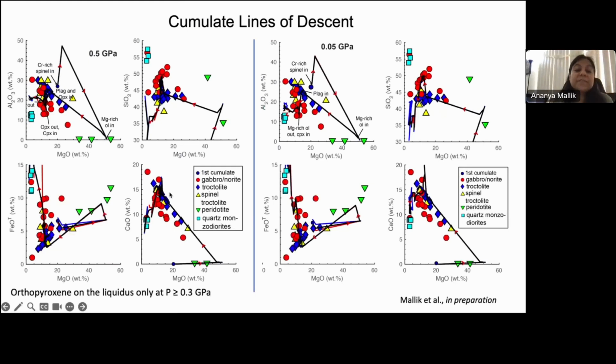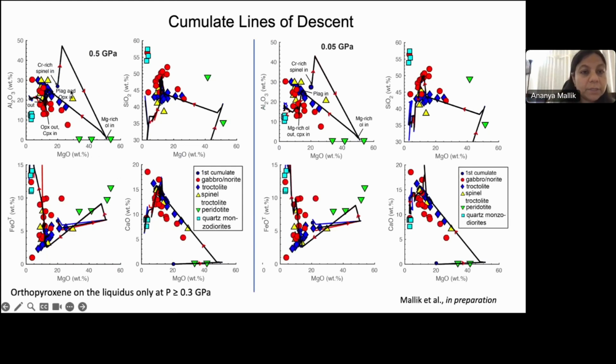Okay, so this figure here, there's a lot going on, but I'll walk you through it. These are the results from the modeling of fractional crystallization. These are cumulate lines of descent, which means how the cumulates that crystallize from their primary liquid change in composition as that liquid evolves, as you're fractionally crystallizing.